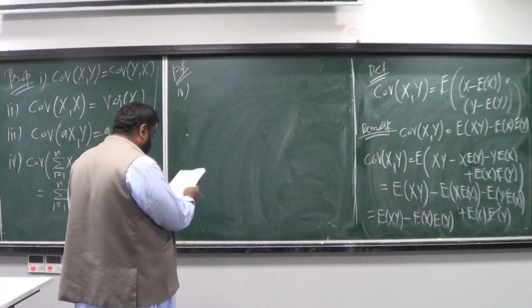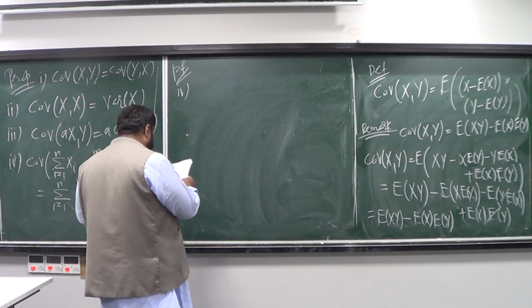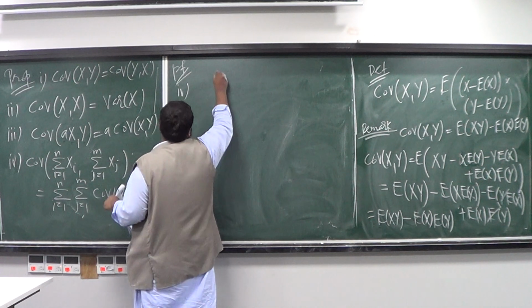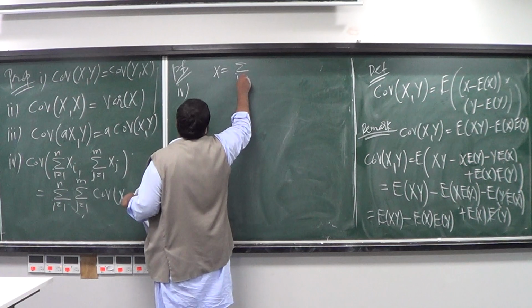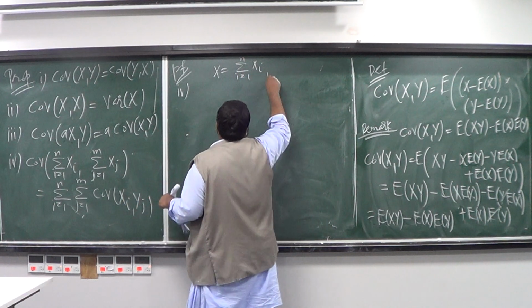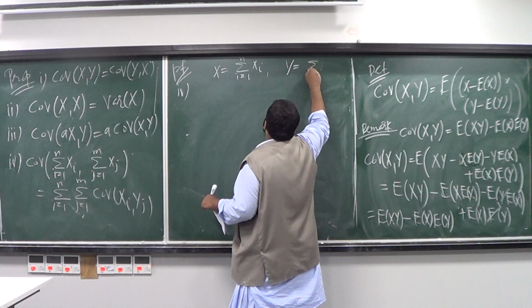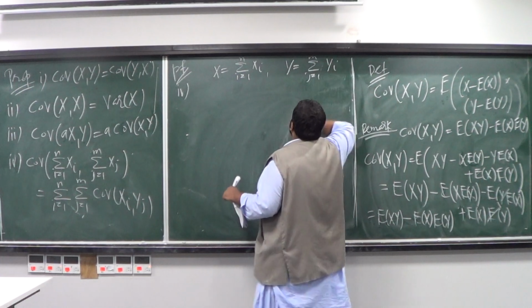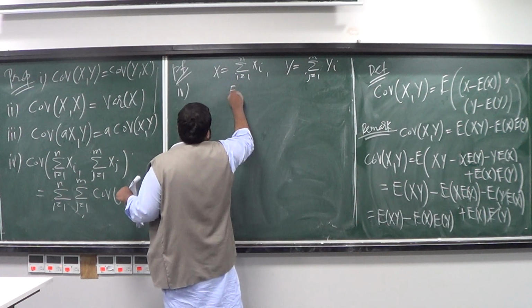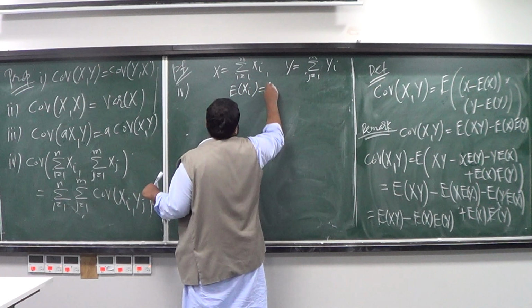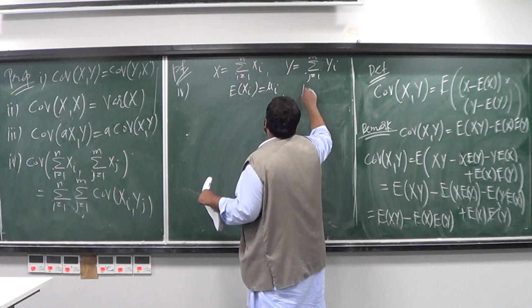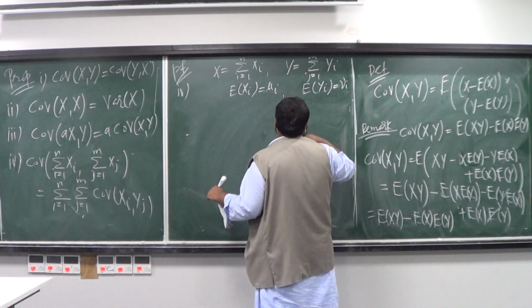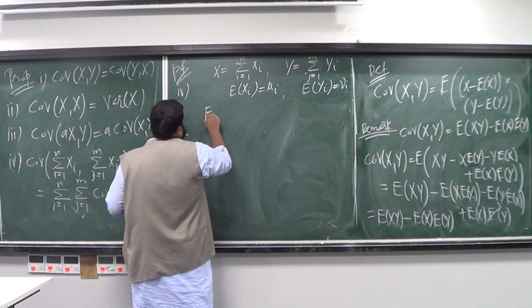Prove 4. Okay, so let's give this sum X equal to the sum from i equal to 1 to n of Xi, and Y equal to the sum from j equal to 1 to m of Yj. Let's assume that the expectation of Xi is a number mu i, and the expectation of Yj is a number nu j.